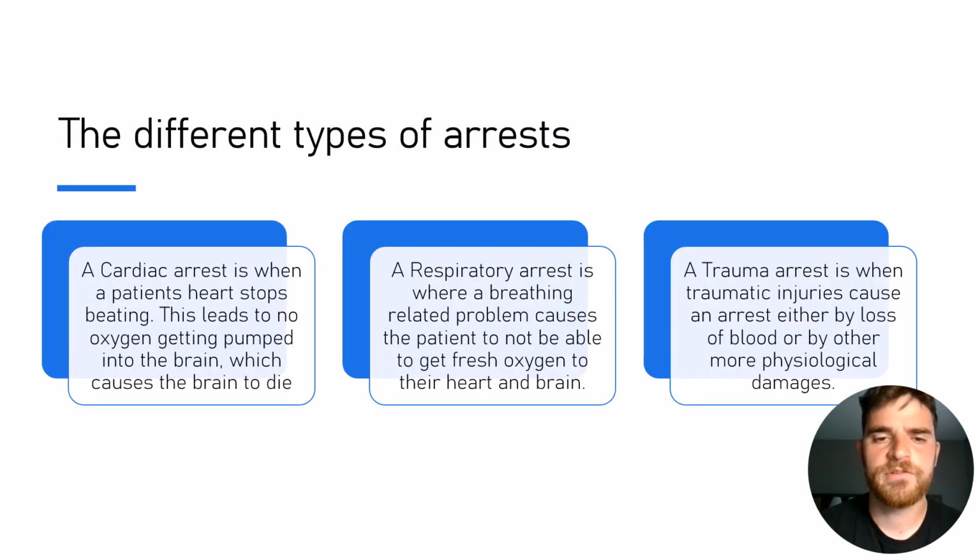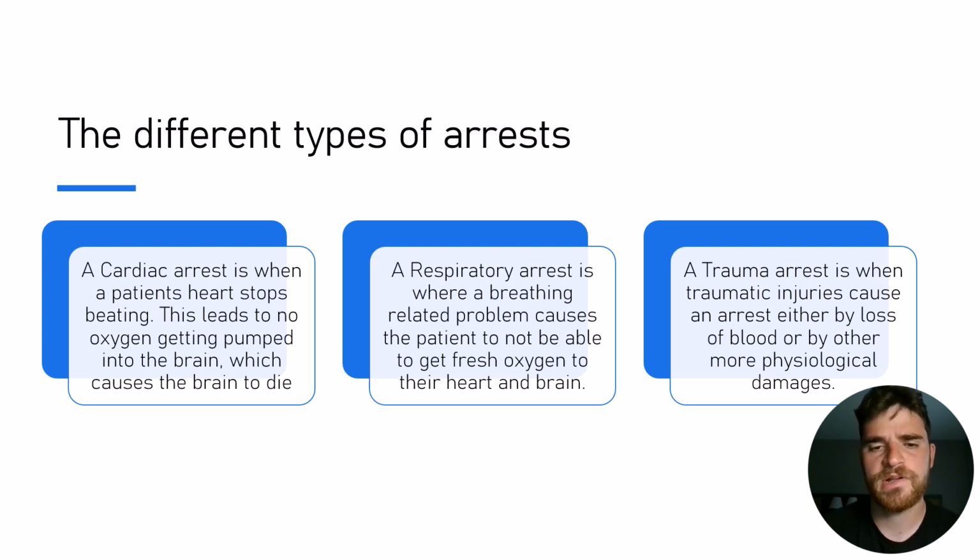So there's three main different types of arrests. There's a cardiac arrest, where the patient's heart stops beating. This leads to no oxygen getting pumped into the brain, which causes the brain to die. It can be for a billion different reasons. There's a clot in the veins, blood can't circulate back and get pumped to the lungs and get oxygen.